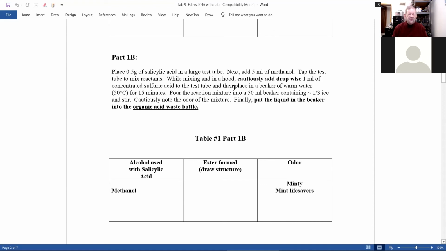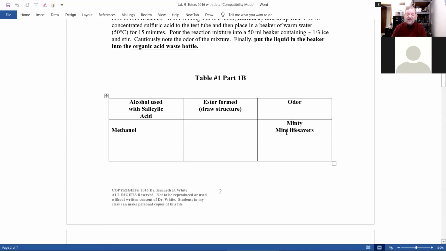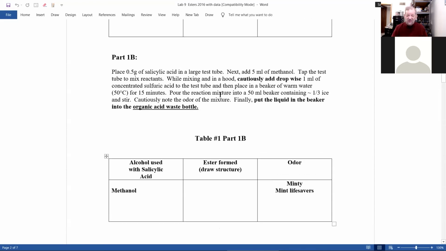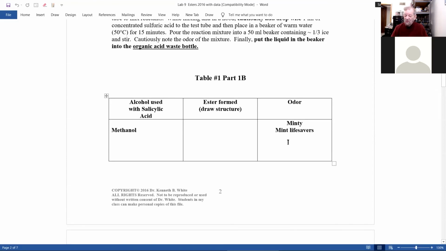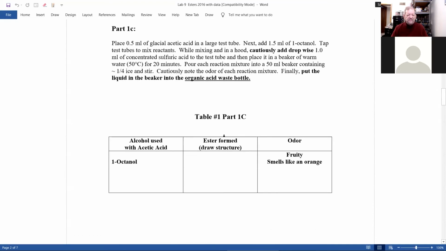Then at the end of 15 minutes, pour that into a small beaker with a little ice and then smell it. And when the students smell this, they go, whoa. And what they smell is something that smells like mint or mint Lifesavers. And guess what? You've made that. Methyl salicylate is what you smell and taste in mint Lifesavers. Again, I ask you to draw the structure here.